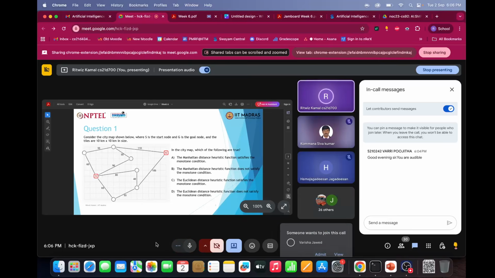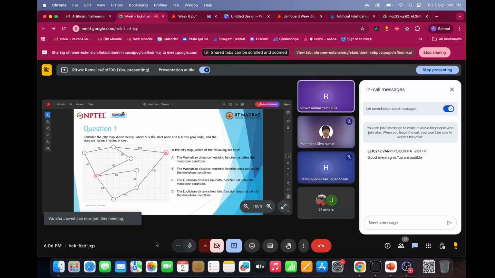Okay, any guesses, any partial solutions? I think B is right. Okay, so we have one vote for option B. What about the Euclidean distance? The first two options correspond to Manhattan and one of them is correct. And similarly, one of C or D is correct.